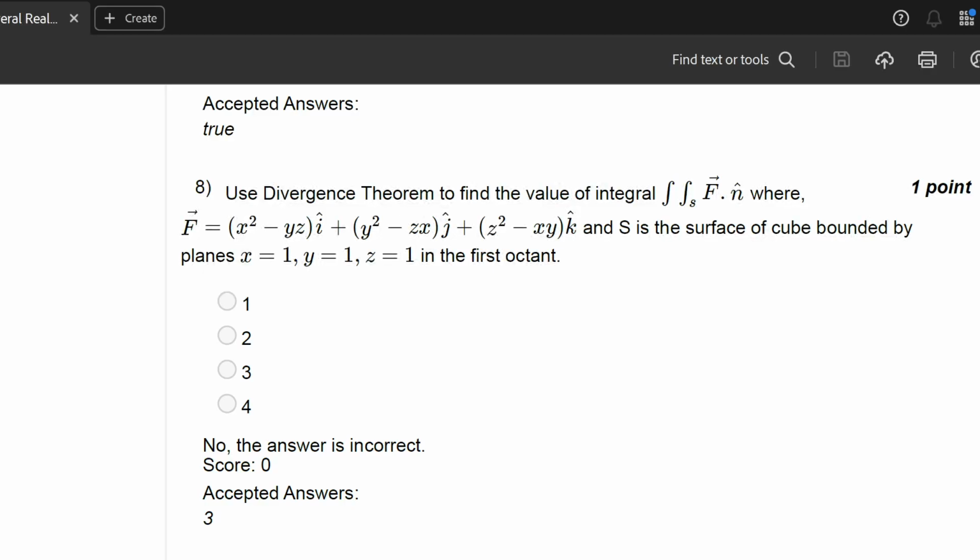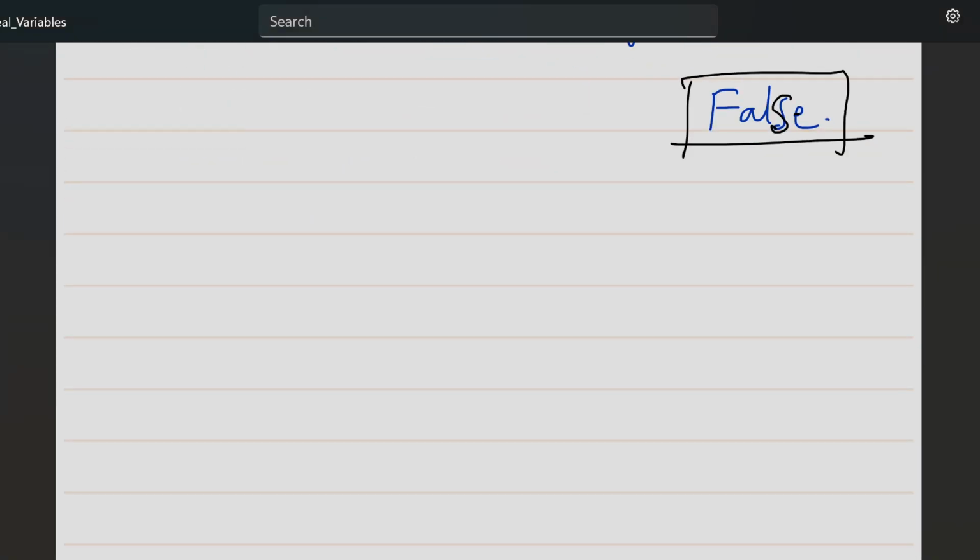If the surface is closed, the volume is automatically defined, the solid enclosed by S. So, let me write the Gauss divergence theorem.